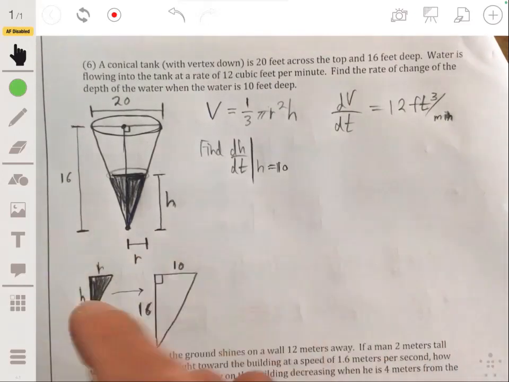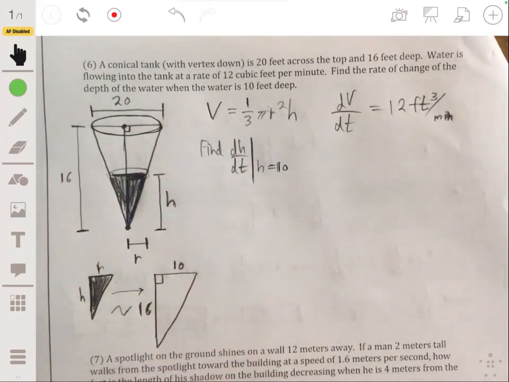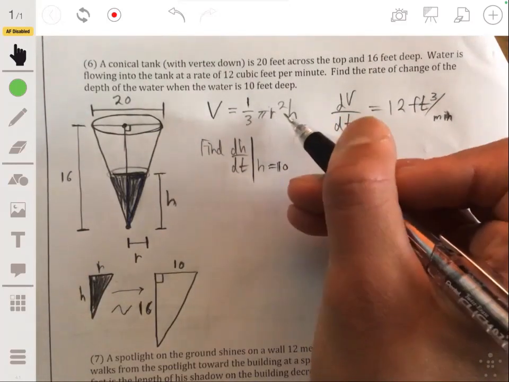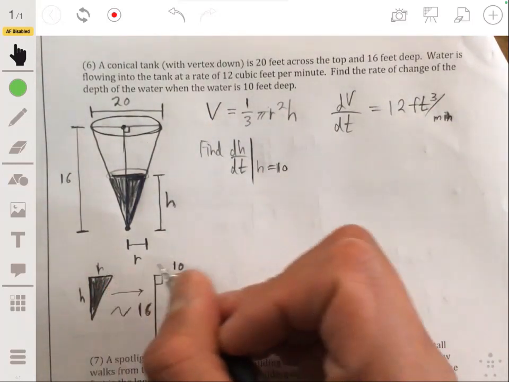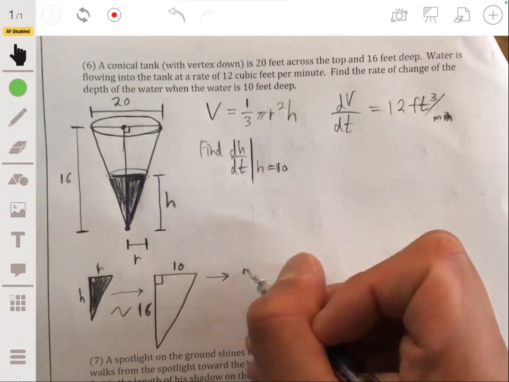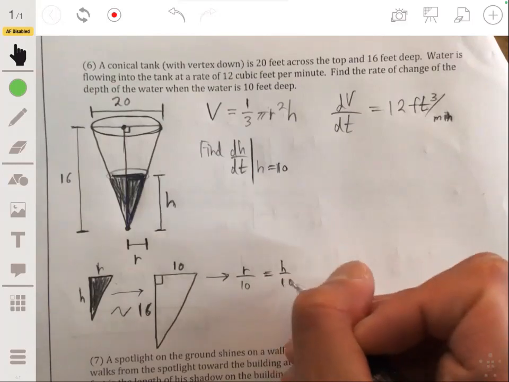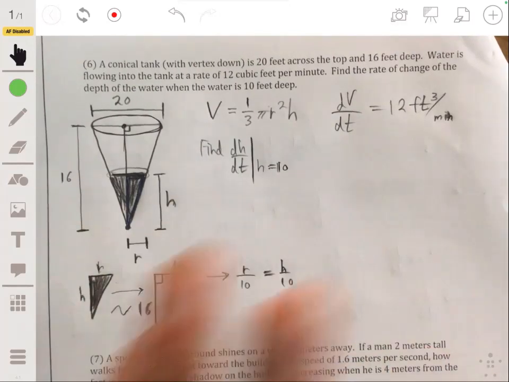So we can relate R and H and 10 and 16 in however way we want, just make sure it makes sense, because this triangle is similar to that. And we want to relate it in a way so that we can have a variable H solved for, so that we can rewrite this equation and replace the R squared in terms of just H. So in other words, R over 10 is equal to H over 16, just by corresponding sides. This side over that side will be equal to this side over this side, by proportions.